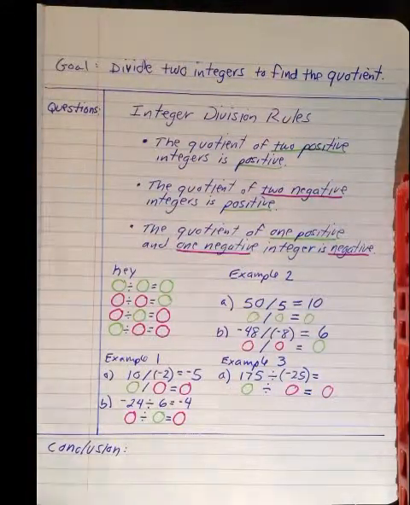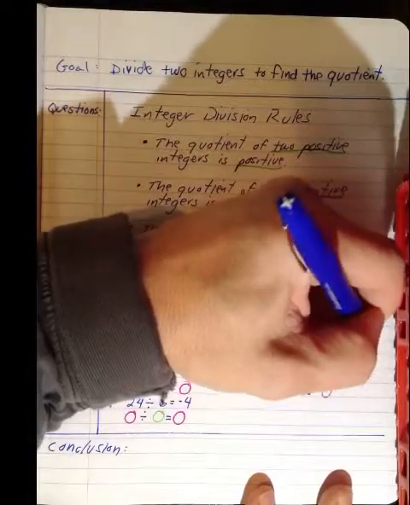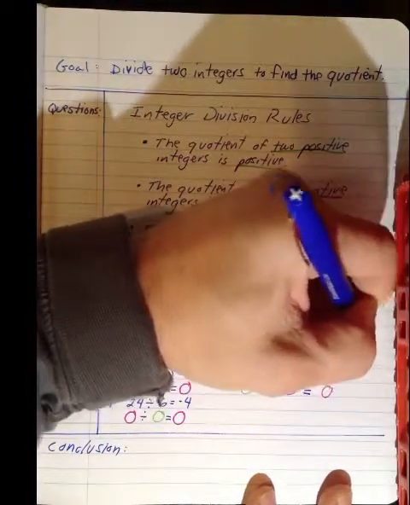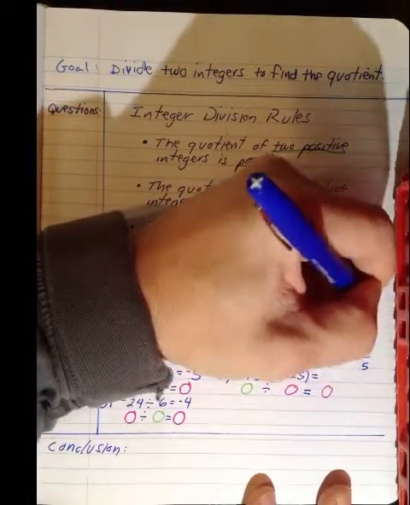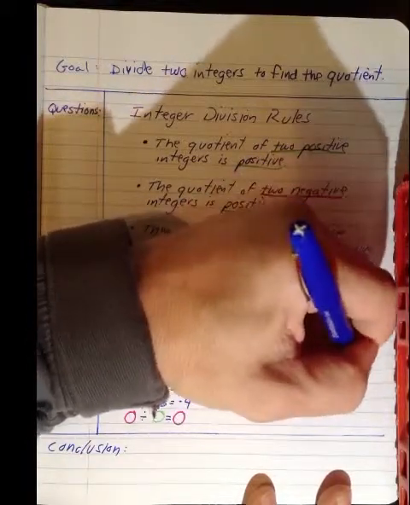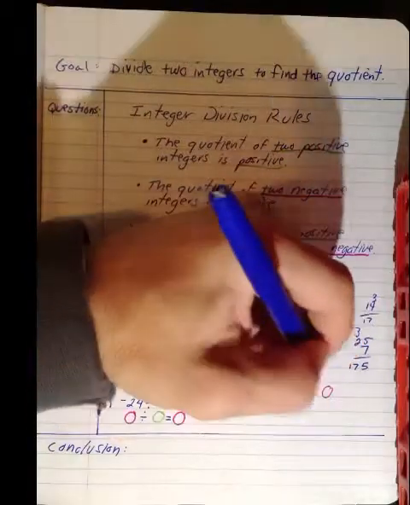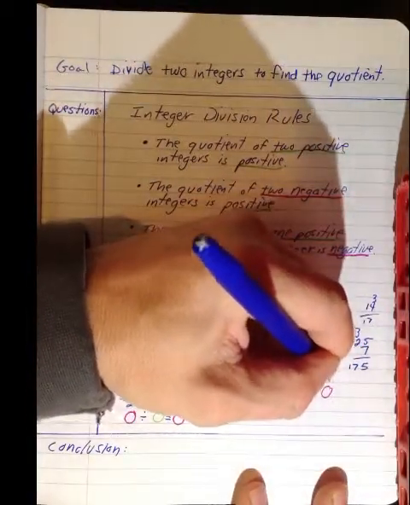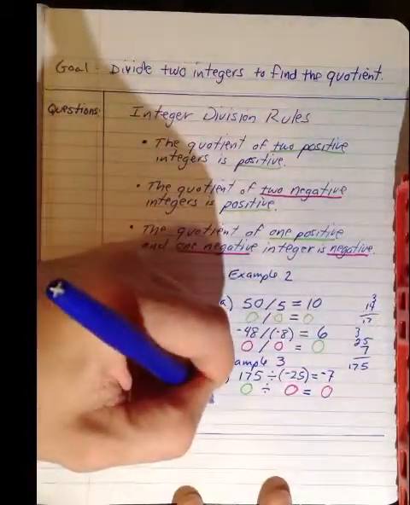Example 3a, 175 divided by negative 25 is negative 7.